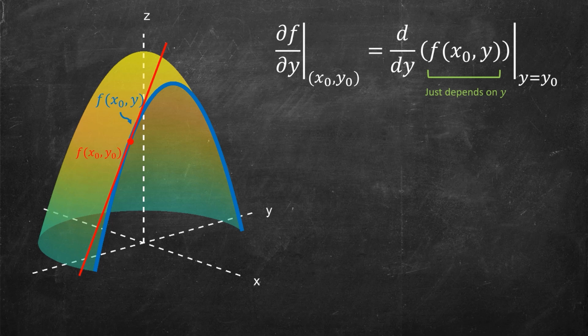And then finally, when you plug in the value of y equal to y naught, you've now figured out what is the slope in the y direction at this point, x naught, y naught. So the way I interpret this geometrically is that the partial derivative with respect to y is what happens if I walk along my surface, the graph of my big function, but with the x value fixed. In other words, it's the slope if I walked only in the direction parallel to y.